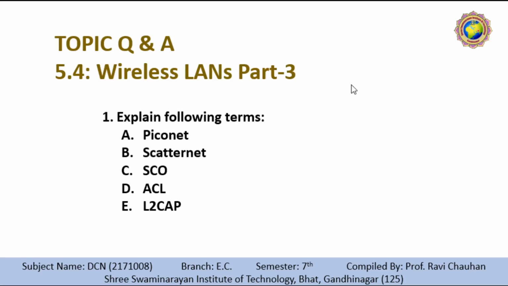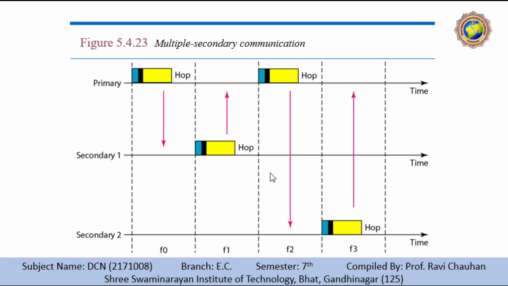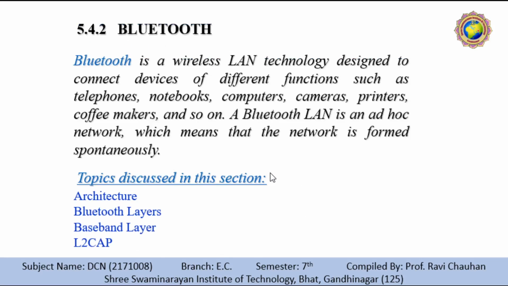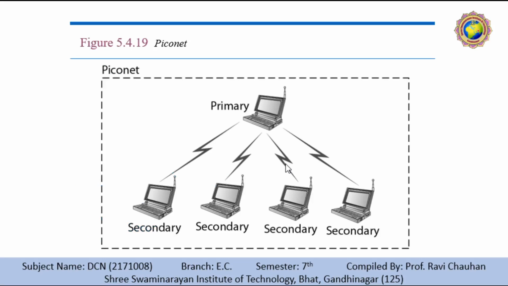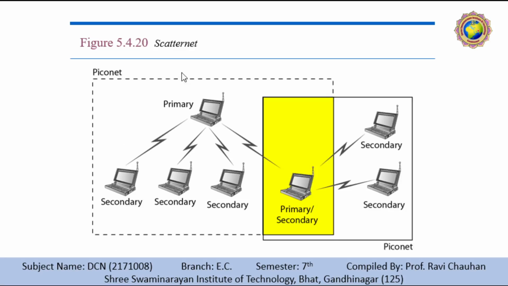Fine. So it is the end of our session. Let's revise our discussion. We started with Bluetooth architecture. A piconet contains a primary and secondaries, a maximum of 8 stations in one piconet. Another type of architecture is the scatternet, where one secondary in the first piconet is the primary for the second piconet, which forms the scatternet.